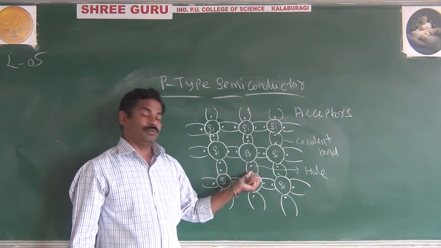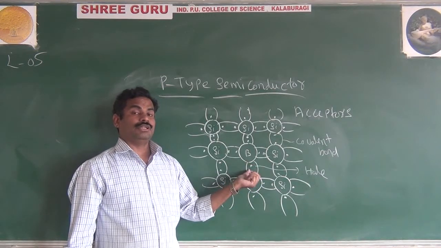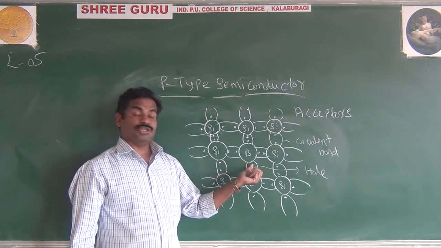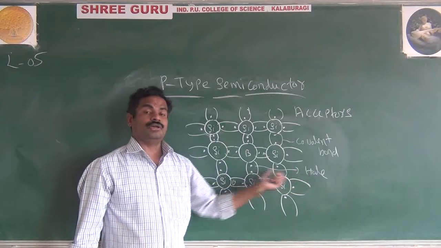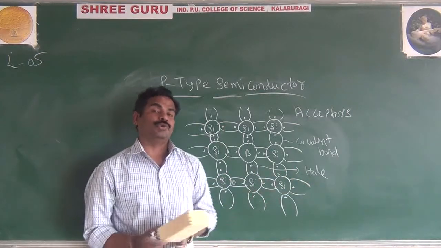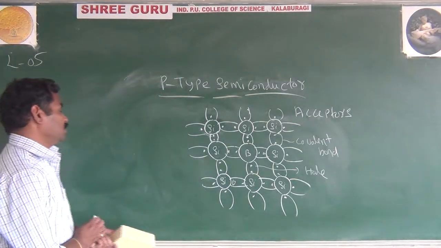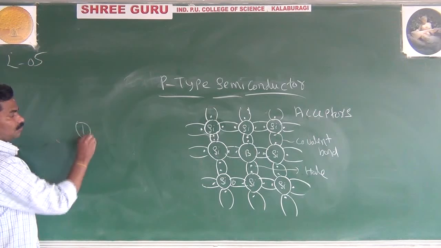But another one is incomplete, because we want one more electron, but you do not have that electron. This vacant position is nothing but the hole, or this deficiency of electron is nothing but the hole. It means, overall, about the p-type semiconductor, no doubt you can write here that the majority carriers.